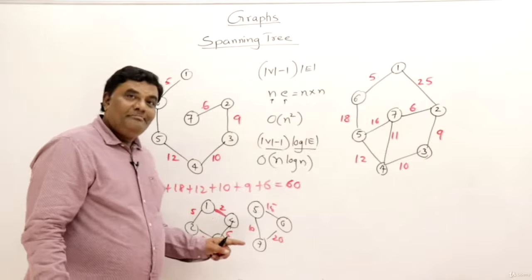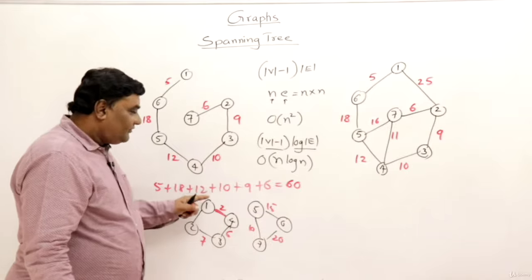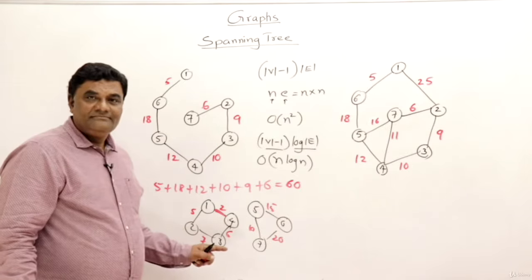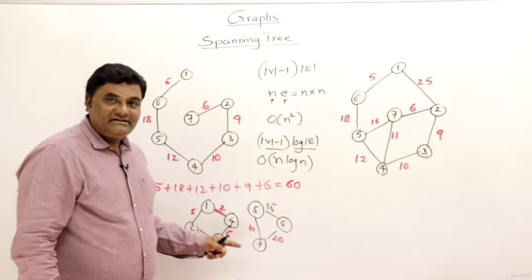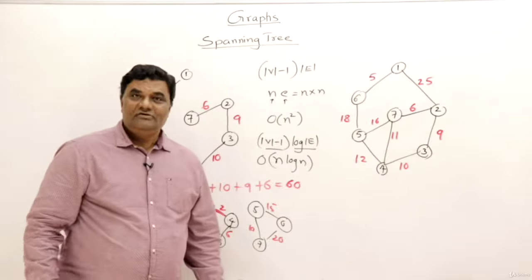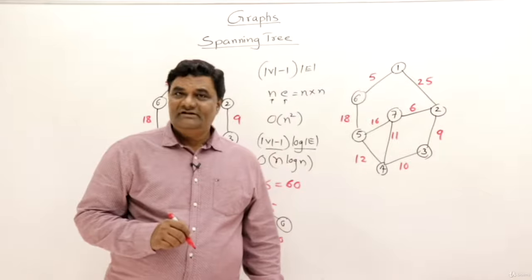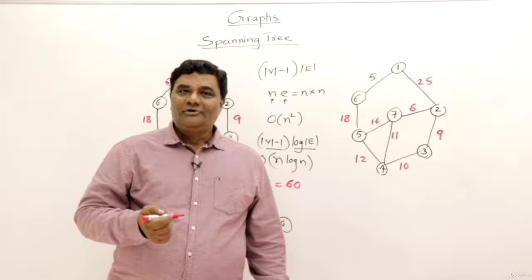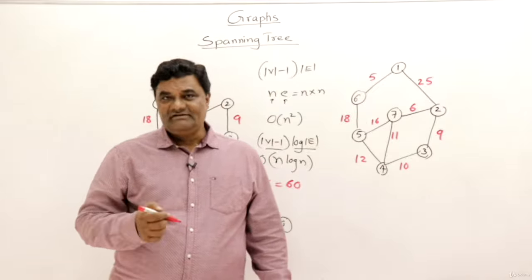So Prim's algorithm may find a minimum cost spanning tree for one of the components. One of the components it can find. Because they are not connected, it will never reach the second component. So that's all. This is the analysis of Prim's algorithm. Next we will look at a program on Prim's algorithm for finding minimum cost spanning tree.